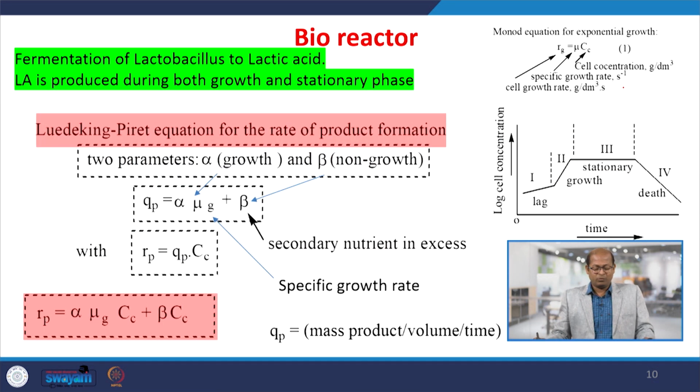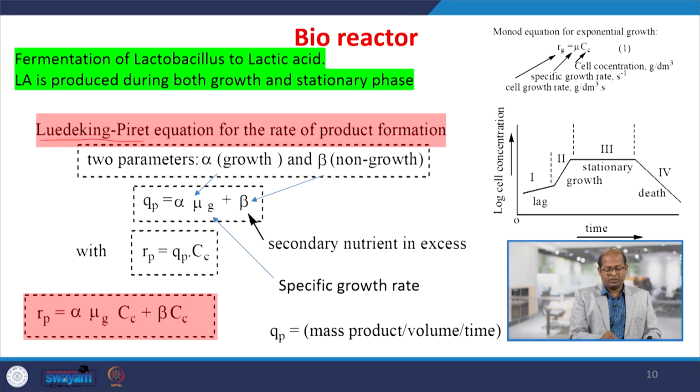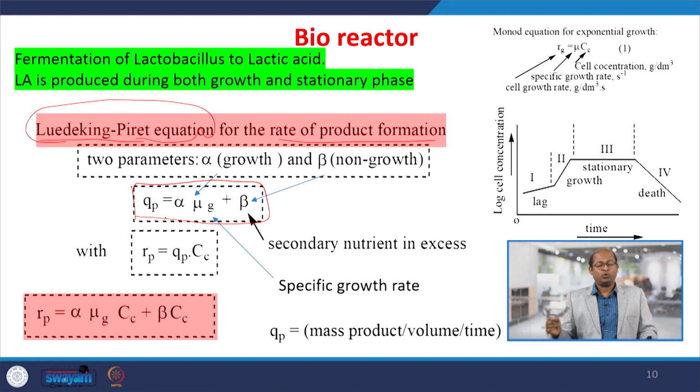So, in that case, the equations you have to use to find out the rate of product formation or the rate of substrate disappearance are the Luedeking-Piret equations. These equations we have to use. So, here Q_P, that is the rate of product formation, is due to the cell growth or cell formation, and at the same time there is the non-growth part, which is due to the non-growth phase. So, here we can say this is the growth phase, this is the non-growth phase.